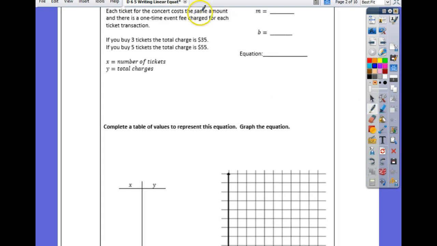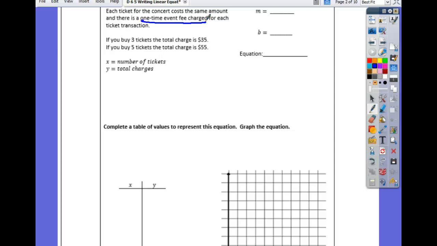Each ticket for the concert costs the same amount. So there's not a different price for adults and a different price for children. All the tickets are the same price. And there is a one-time event fee charge for each transaction. So if your family buys tickets, you don't have to pay a fee for each ticket. Your family pays one fee and buys everybody a ticket and pays that much for each ticket.